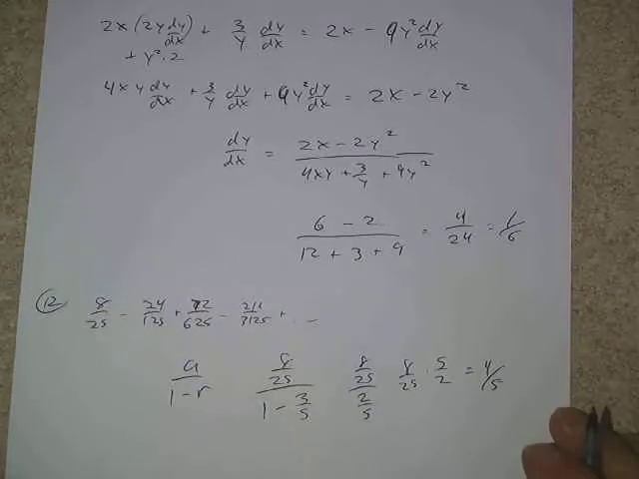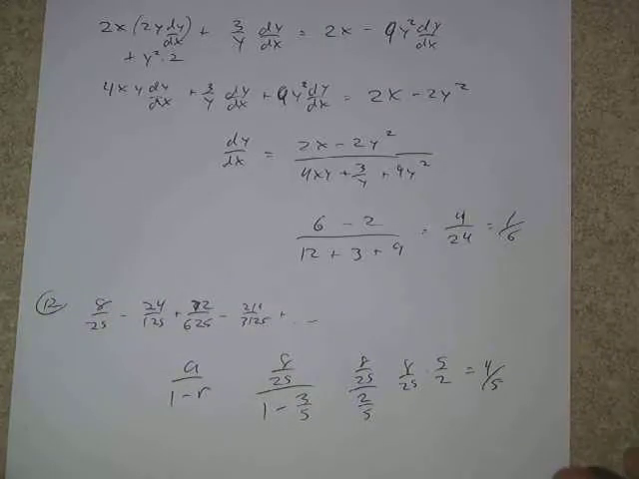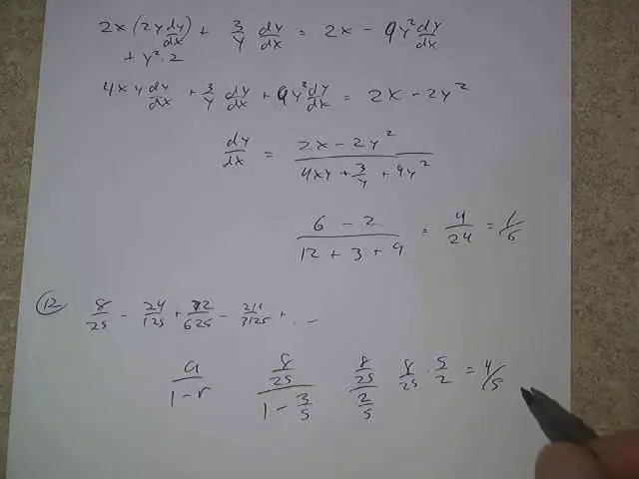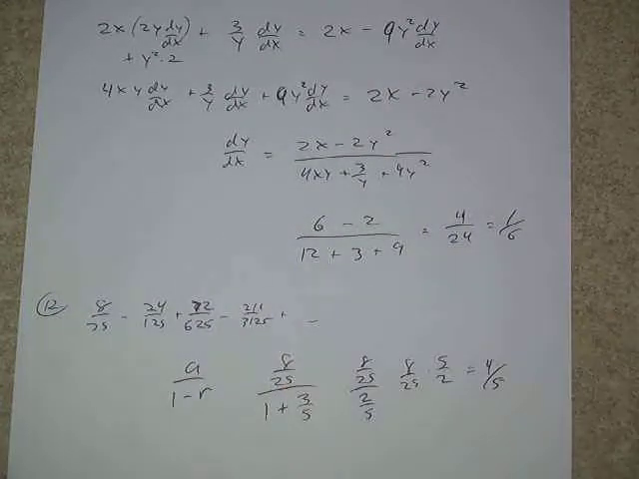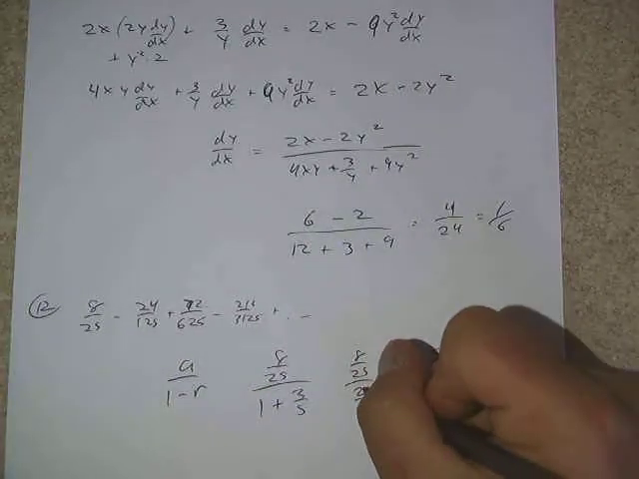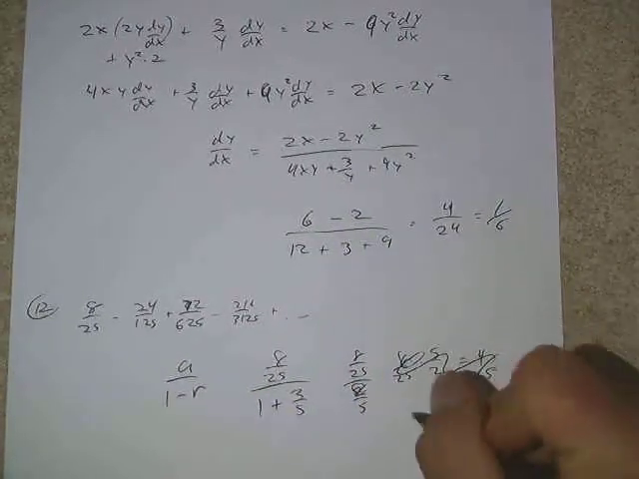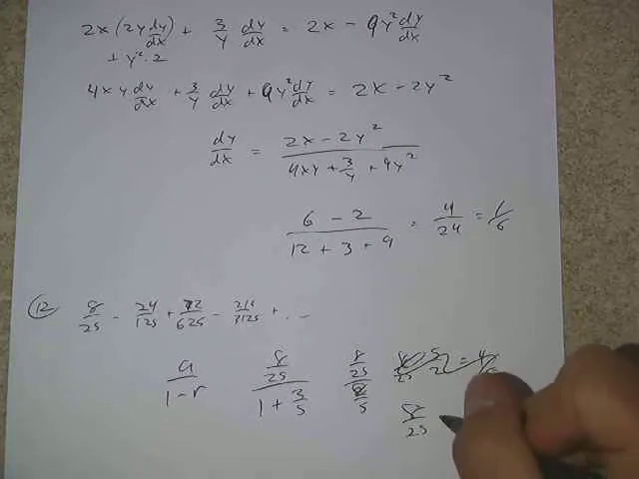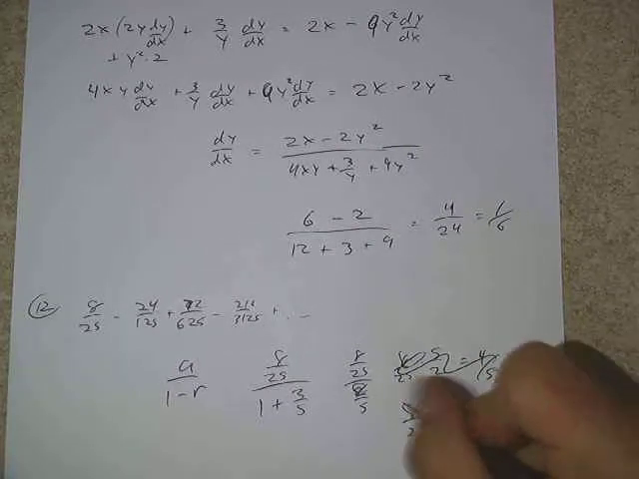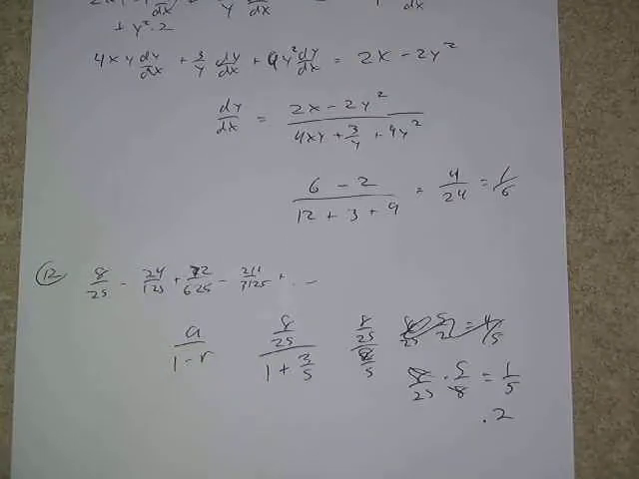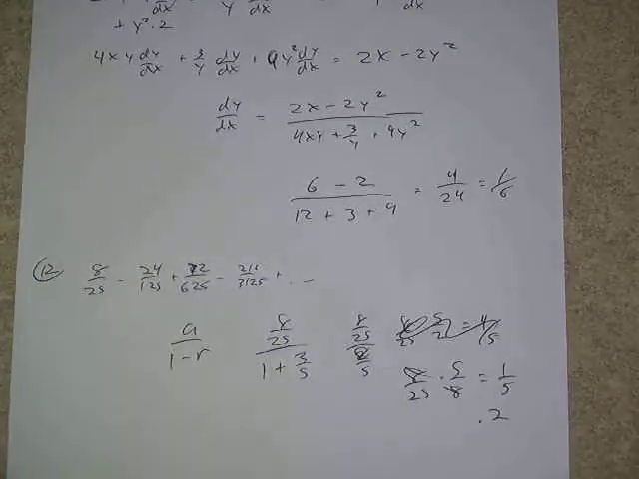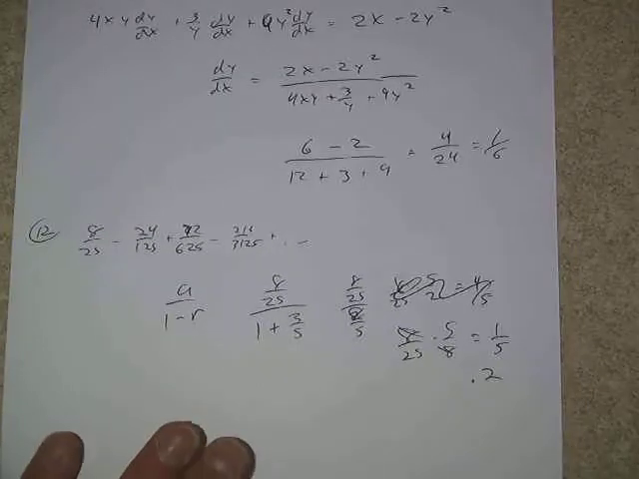1 minus, what is the common ratio here? We're multiplying the top by 3 each time and the bottom by 5 each time. So that r value would be 3/5. So ultimately we'd have 8/25 over 2/5, 8/25 times 5/2, which is 4/5, which corresponds to 0.8. Wait, am I missing something?